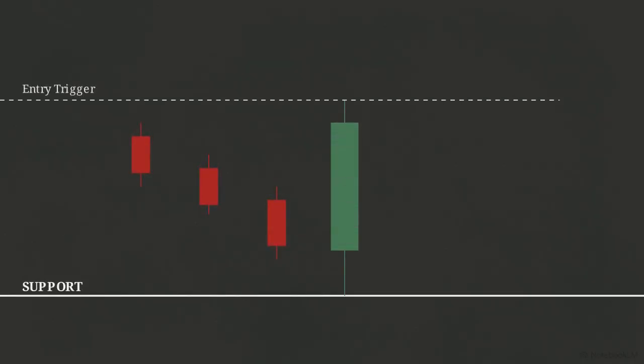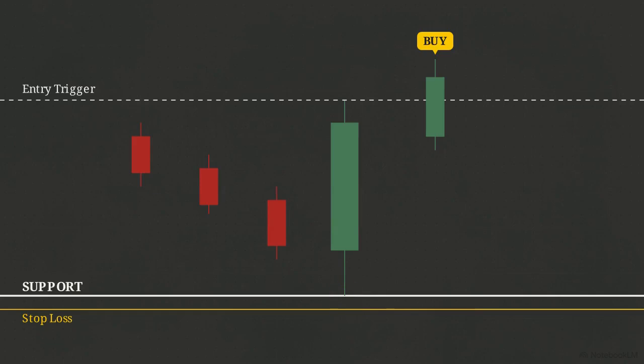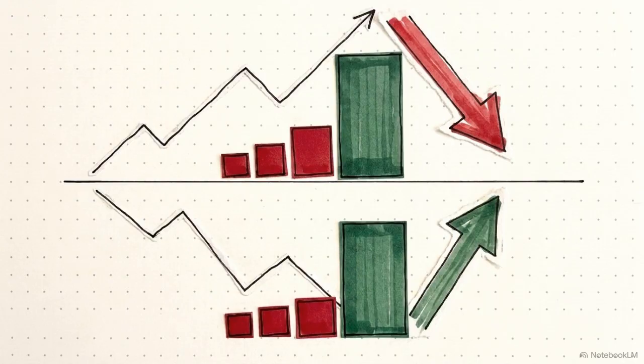We shift our perspective here. Traders wait for a new candle to break the high of the green strike to trigger a buy trade. For this long position, the stop loss goes directly underneath the absolute bottom of the green candle. The bearish pattern shifts into a bullish setup simply by changing its coordinates on the chart.